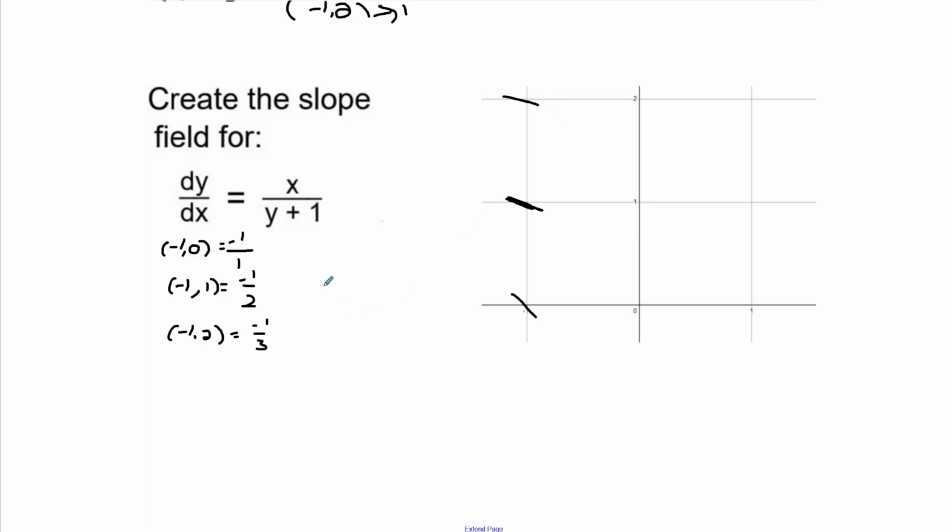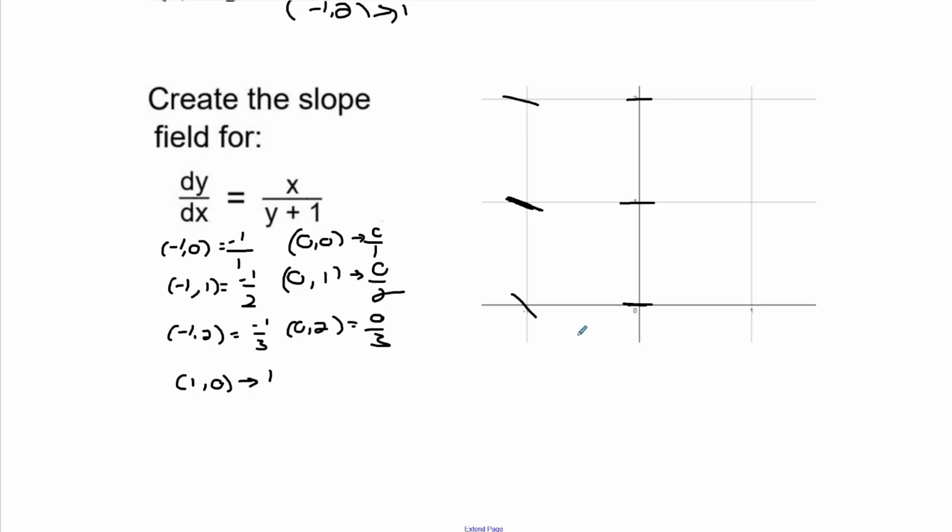Now let's pick another point. Let's pick 0, 0. That's going to give you 0 over 1, which is 0. Okay, what about 0, 1? That's going to give you 0 over 2, so again, 0. Then we're going to have 0, 2, and guess what? We're going to get 0 over 3, so it's also 0. Then let's pick 1, 0.